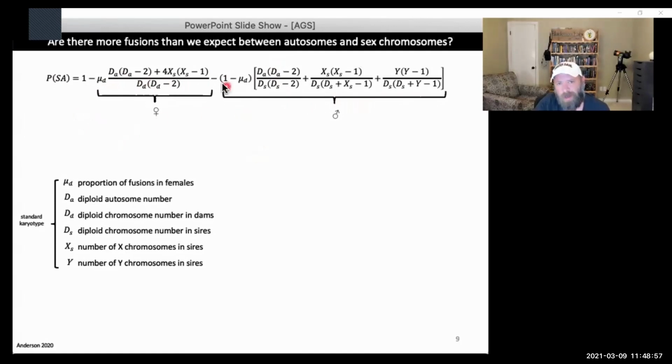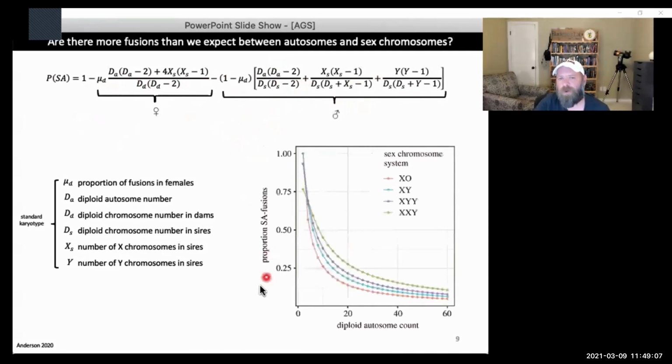Here I'm showing this with X's and Y's. This works equally well with ZW systems or even UV sex chromosome systems. And what it allows us to do then is, for any autosome count and for any sex chromosome system, we can calculate this exact value. So this is kind of key to being able to test this hypothesis.